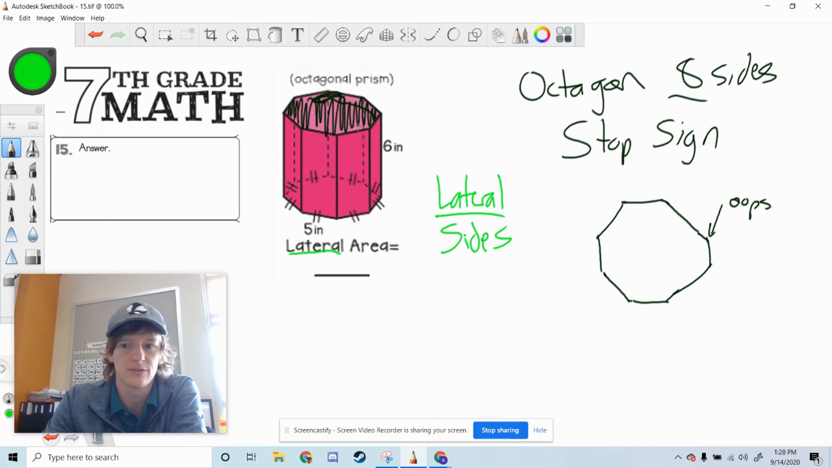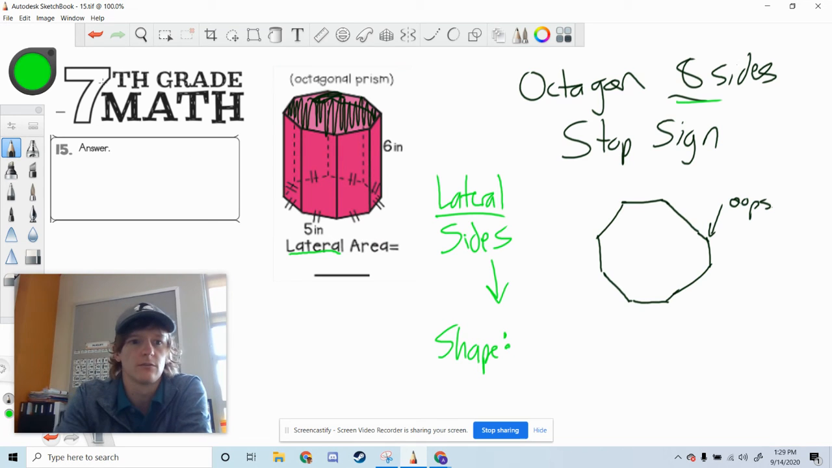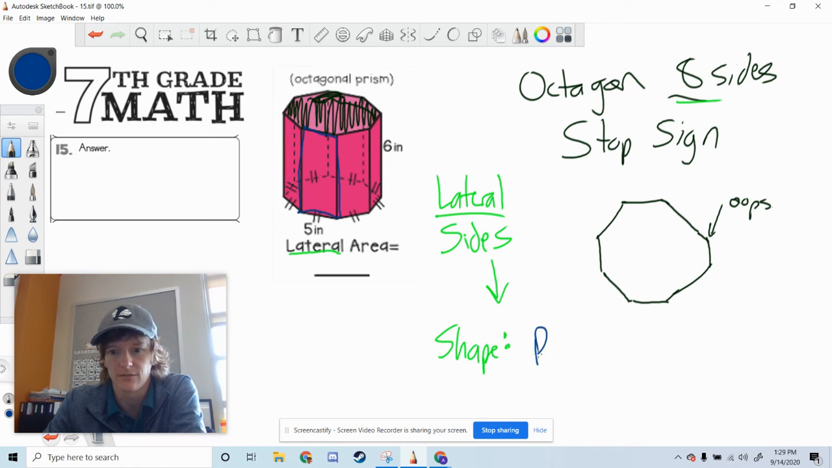So how many sides do we have? Well, we figured it out already. We have 8 sides, and each side is what shape? What shape is each side? Well, we can see it right here. Each side is a rectangle. So let's see, rectangle.